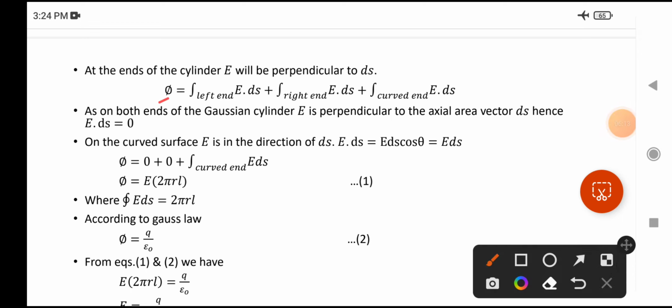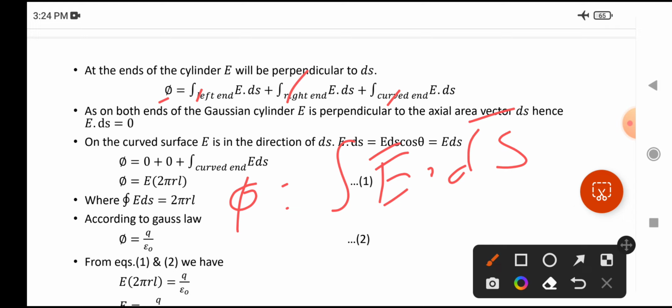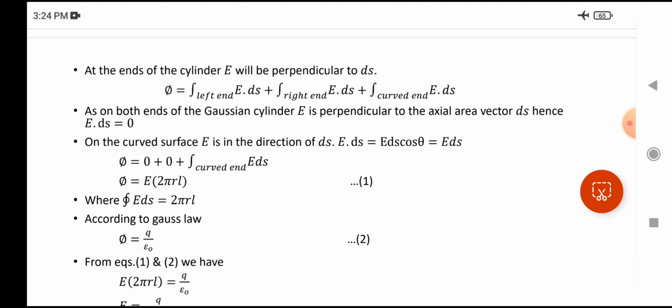So total phi we have to calculate. So phi is the integral over the left side, right side, and the curved surface. The general formula for phi is simply integral E bar dot ds bar. So this value we have to apply at the right side, left side, and the curved surface.